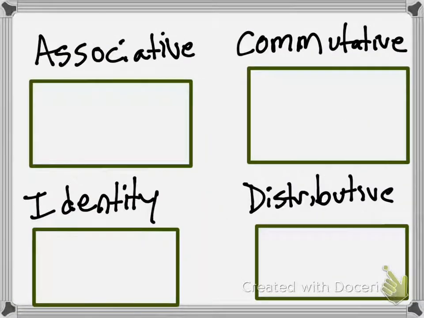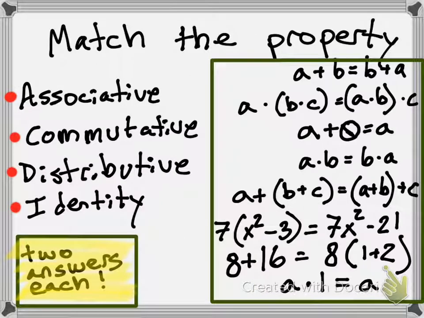Write this on your paper. Write it on your paper like this so that you're able to put the answers below. Now, each property has 2 examples of answers, so you need to find which is which and put them in the proper box.